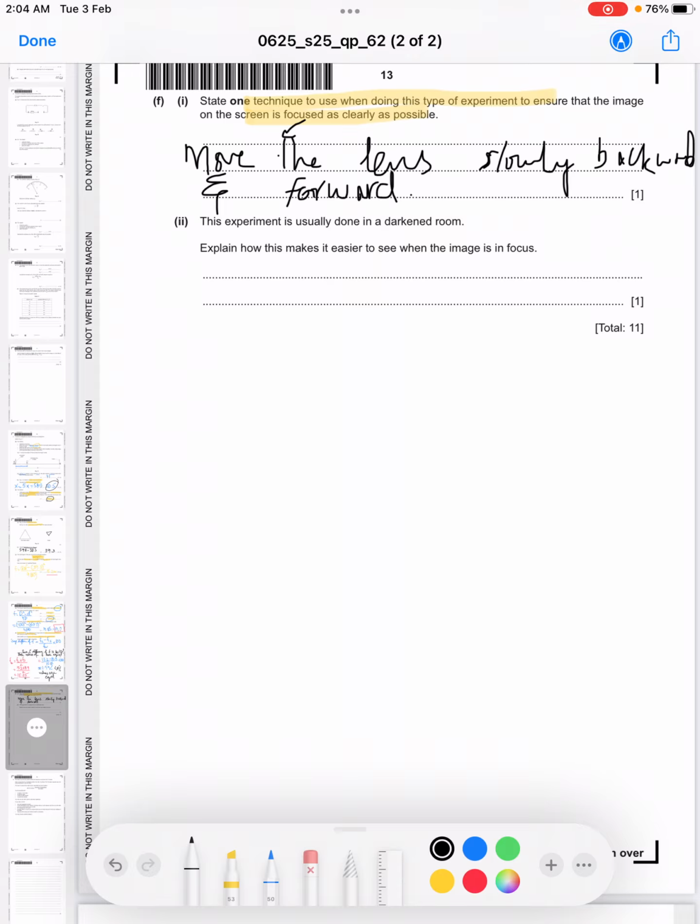This experiment is usually done in a dark room. Explain how this makes it easier to see the images in focus. So if we have a dark room, better contrast between the image and the rest of the screen is visible. So we can say that there is better contrast between the image and the rest of the screen.